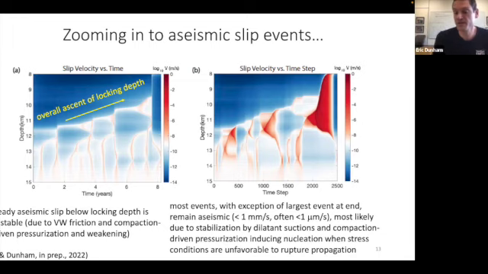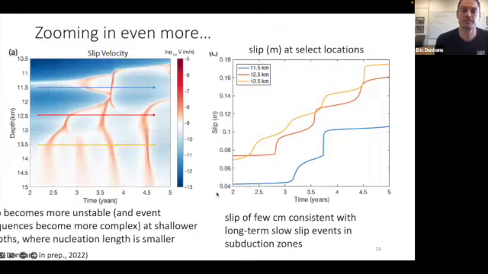And then there's a lot of stabilization. These never develop into actual earthquake ruptures where inertia becomes important for a couple of reasons. One is they're stabilized by dilatant suctions. And then also I think the compaction-driven pressurization nucleates them, helps them reach nucleation conditions earlier when the overall background stress is too low to support a self-sustaining rupture.